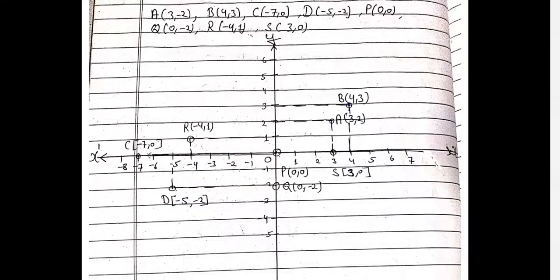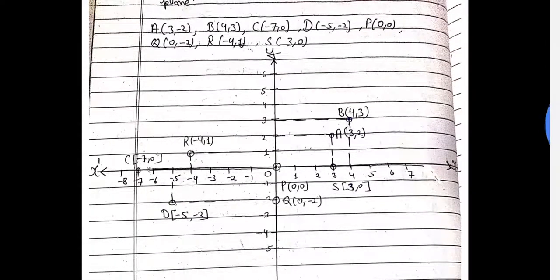Now P is 0 comma 0, this origin is known as P 0 comma 0, because it is the origin point, and Q is 0 comma minus 2. On the x axis 0 and on the y axis minus 2. So it is 0 comma minus 2. Similarly, you have to plot the points R and S by yourself. It is very easy, no problem.